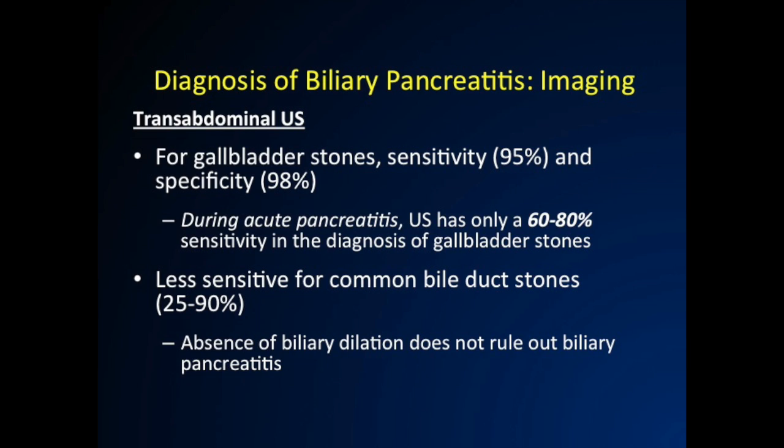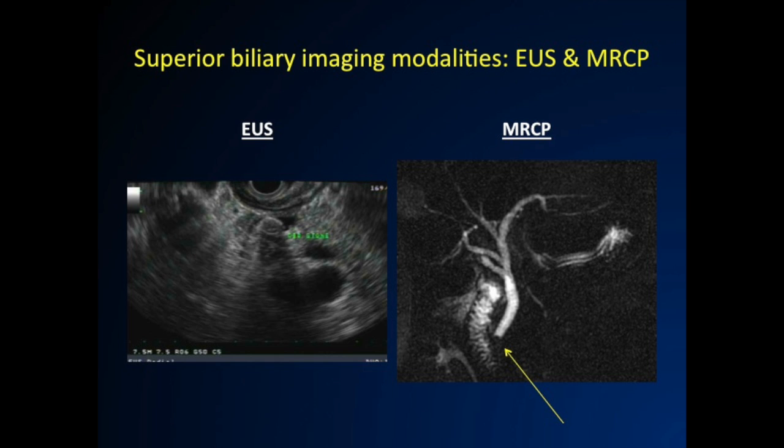And of course, I think we all know that it's really a poor test for common bile duct stones. If you're lucky enough to see one in a very thin individual, then it's usually accurate. It's usually pretty specific. But the absence of it certainly does not rule it out, nor does the absence of biliary dilation, which can sometimes take several days to develop in the setting of acute pancreatitis. So more expensive but vastly superior tests that are less invasive than ERCP for diagnosing common bile duct stones would be MRCP and endoscopic ultrasound.